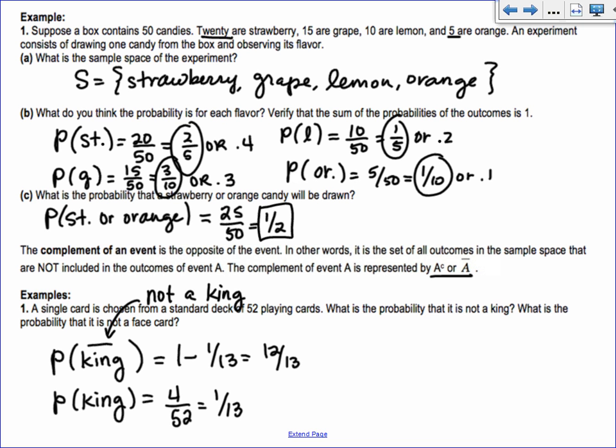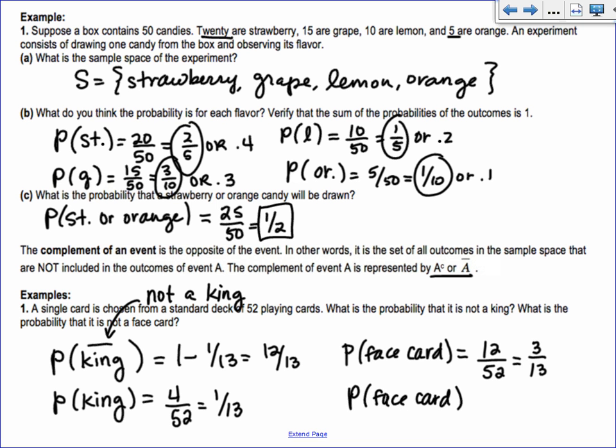So then we talk about face cards. So the probability of getting a face card. Now, face cards are the ones with faces, right? Jacks, queens, kings. We do not include aces. A lot of people think we can include aces, but we don't. So a face card is going to be 12 out of 52, which reduces to 3 out of 13. So the probability of not getting a face card would be the rest. It would be 1 minus 3 over 13, which is 10 out of 13. So we do the opposite.